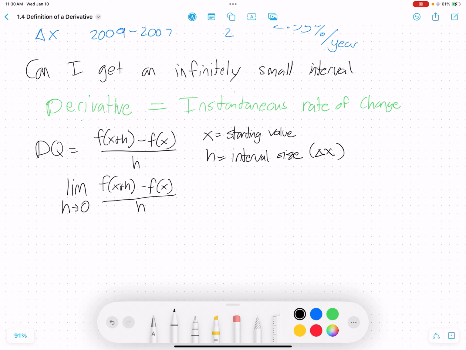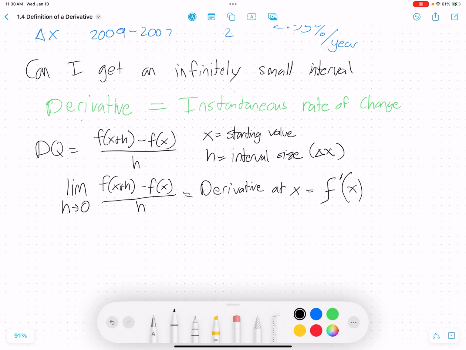Using that limit, I can solve for this. And this gives me the derivative at x. If we're using function notation, the function notation for a derivative is a little apostrophe. We call this f prime of x.